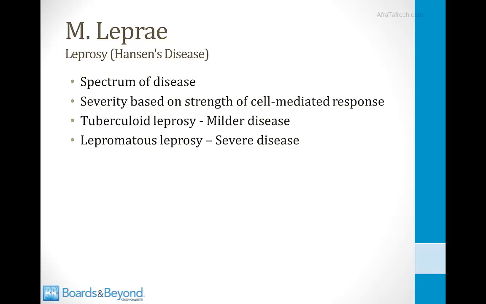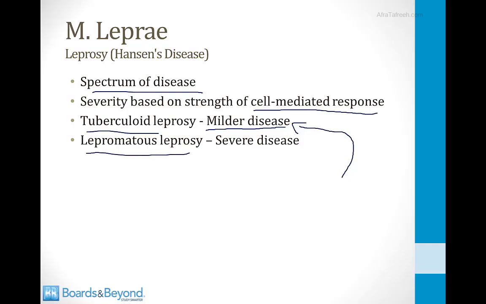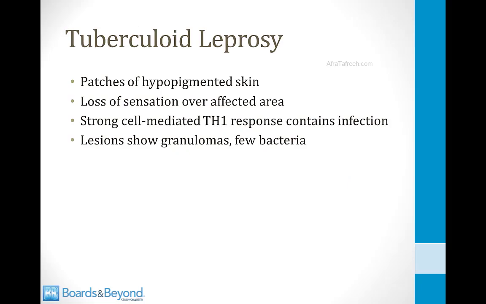Now, step 1 of the boards likes to test you on mechanisms of disease, especially immunology mechanisms of disease. And you should know that there is a spectrum of symptoms of leprosy, and it depends on the strength of the cell-mediated response. So tuberculoid leprosy is a very mild form of the infection, and this occurs when the cell-mediated immune system is able to contain the infection. Lepromatous leprosy is a very severe form of infection, and this happens when the cell-mediated response is relatively weak. So let's talk about the milder form of infection first.